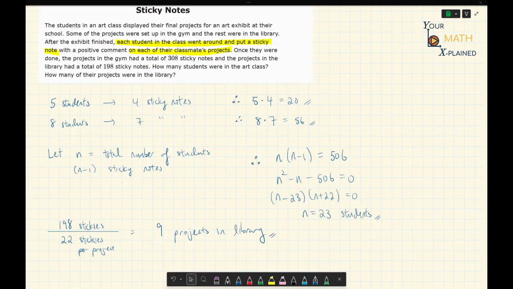That wraps up this week's problems. The goal of this playlist is really to help you think through math, to slow down and identify the key parts of a question before jumping into the solution.